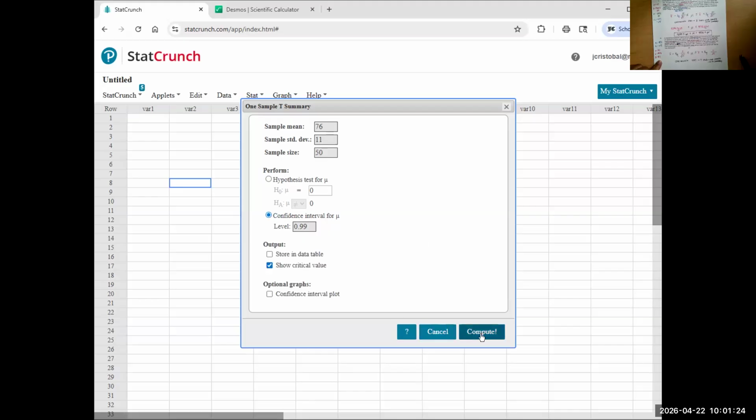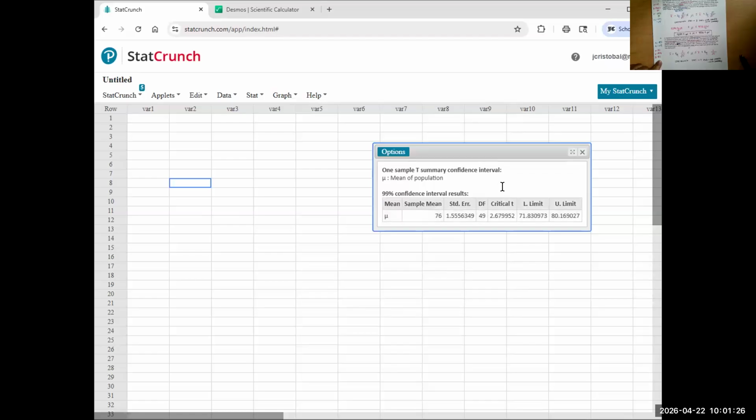Show that critical value. Computing. And so now we get this critical t-score. Notice that, right? So this is my t sub alpha over 2. We can see there, okay. So on StatCrunch, using the same information, our t sub alpha over 2 is that long decimal, 2.679952. And what we commonly see with the t distribution is we round it to 3 decimal places. So this would have been 2.6, and this 9 rounds up, so we're going to get 2.680 if we were to use that with a formula.